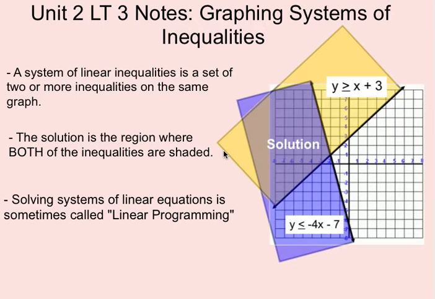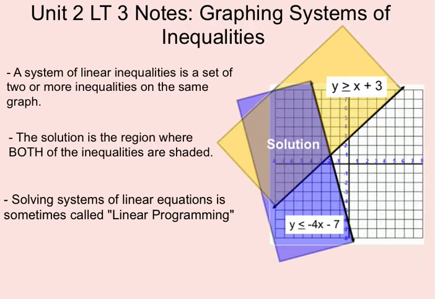Humbert here. Today we're going to be doing Unit 2, Learning Target 3. So we're going to be talking about graphing systems of inequalities. A system of linear inequalities is a set of two or more inequalities on the same graph. The solution is the region where both of the inequalities are shaded.